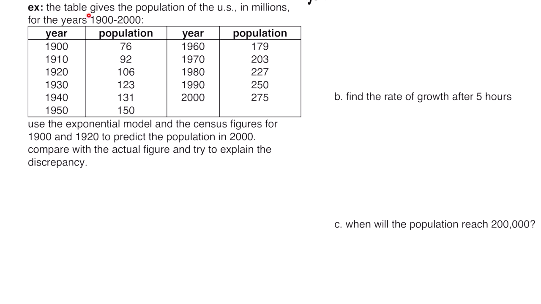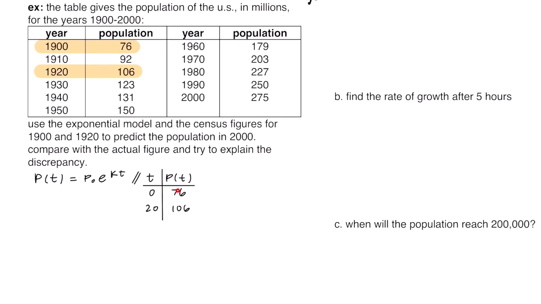This example says the table gives the population of the US in millions for the years 1900 to 2000. It says use the exponential model and the census figures for 1900 to 1920 to predict the population in 2000. Compare with the actual figure and try to explain the discrepancy. So in 1900, the population is 76 million. In 1920, the population is 106 million. So we're going to use this as our initial population and go ahead and plug it into our same equation.